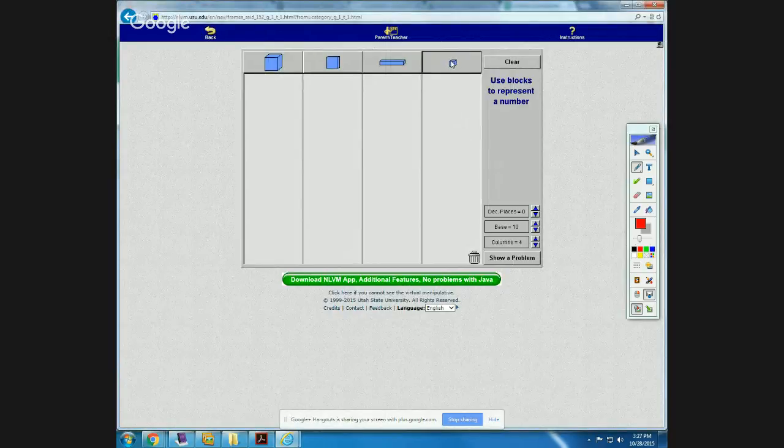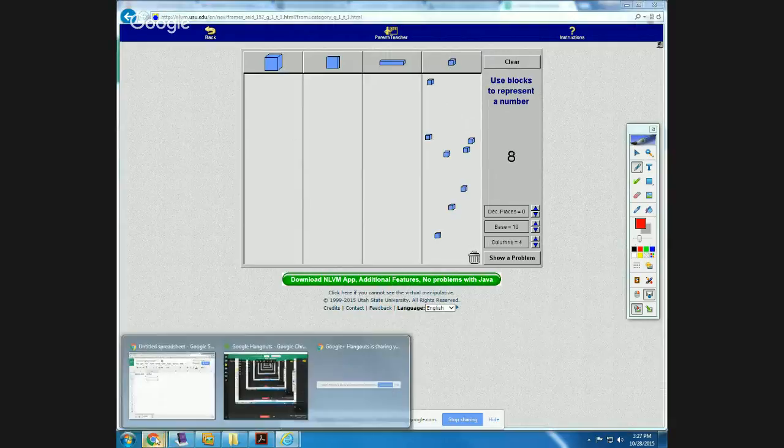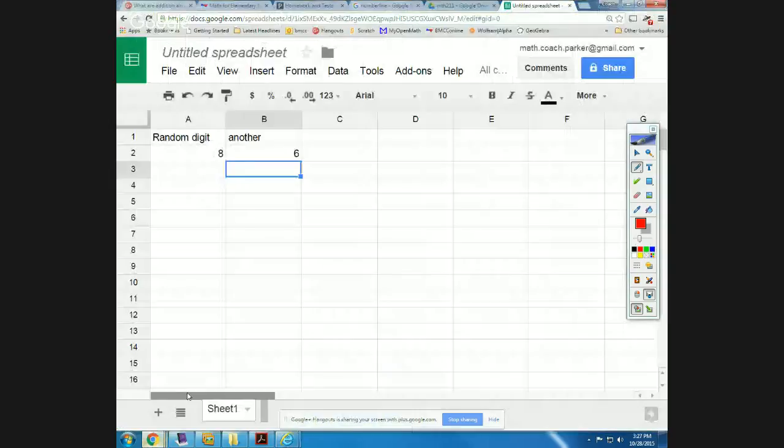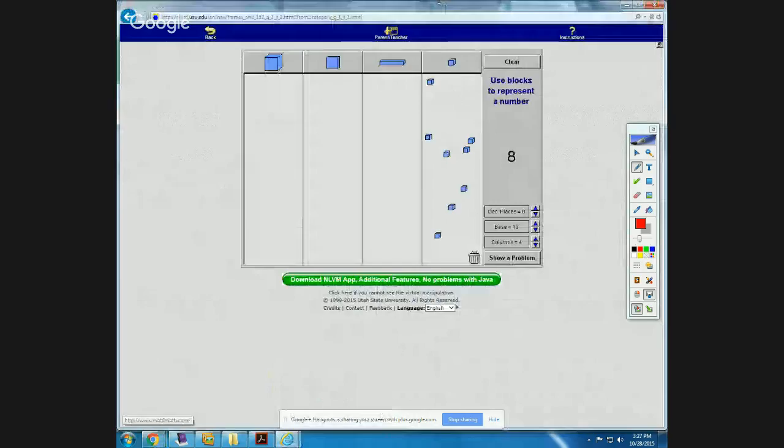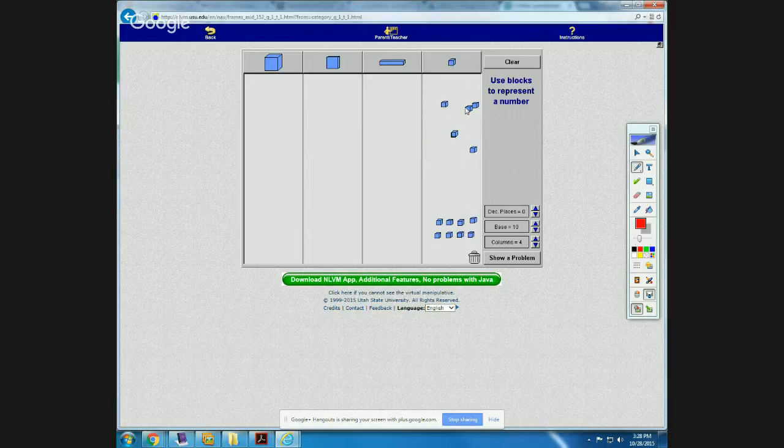So I'd have to build 1, 2, 3, 4, 5, 6, 7, 8. Was that one of my numbers? I forgot now. 8 and 6, yes. And so let's put these guys together. So there's my 8. And then I have to create 6 ones to go with that. So 1, 2, 3, 4, 5, 6. Put those guys together. And so I'm done, right?